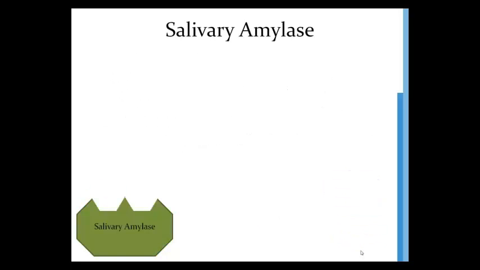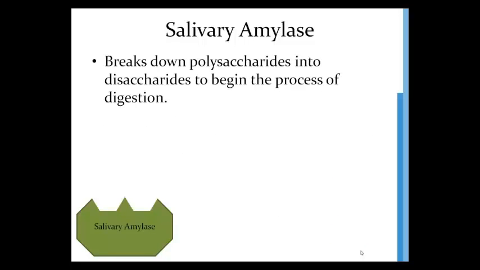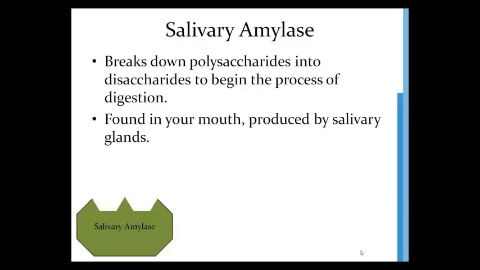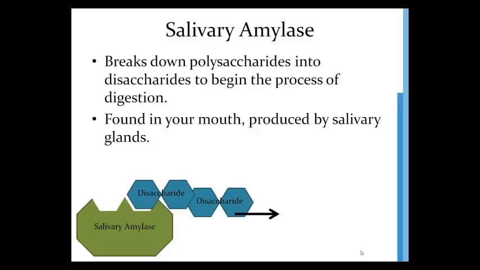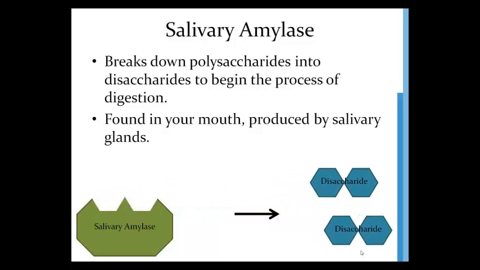Next enzyme is salivary amylase. This breaks down polysaccharides into disaccharides, beginning the process of digestion in your mouth. It's produced by your saliva glands. So salivary amylase fits perfectly with polysaccharides, with starches. Its job is to take those starches, those polysaccharides, and break them apart into disaccharides. So our four sugar starch breaks down into 2 disaccharides.